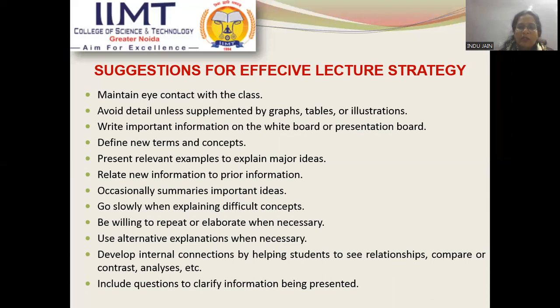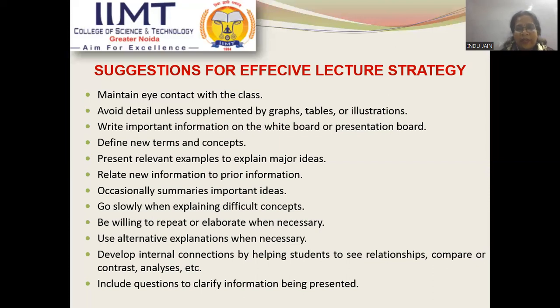Periodically, summarize the important ideas during the lecture so that a student can retain these ideas in their brain for a longer period of time. When explaining a difficult concept, it is very easy to go slowly so that a student can easily understand the topic or the concept.